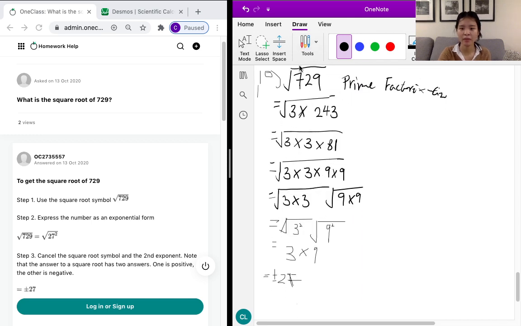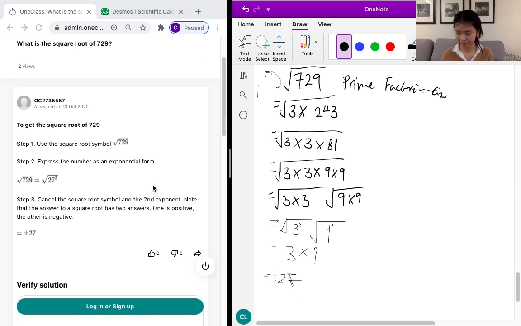Although we can obtain this answer from a calculator, or we can just do it by inspection, by memorizing the perfect squares up to 27, we can also find our answers using prime factorization if you don't want to memorize it. So yeah, the square root of 729 is just positive 27 or negative 27. Cool. Let's look at our sample solution over here.